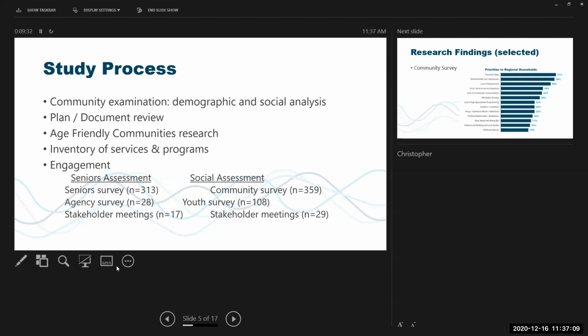So I'll speak a little bit to some of the work that Rob's team did with the seniors piece as well as ours. You can see the bulk and the broadness of what we had here. For the seniors project, a huge number of folks filled in a survey that the team had constructed. Over 300 people filled that in, which was great. We did an agency level survey, which many of you, if you're working with seniors, would have contributed to. We had 28 different agencies weigh in on that.